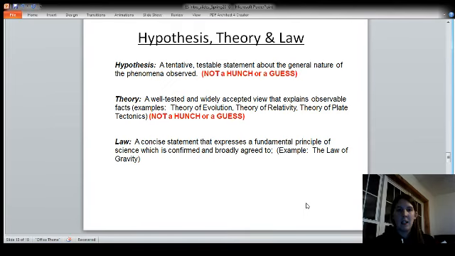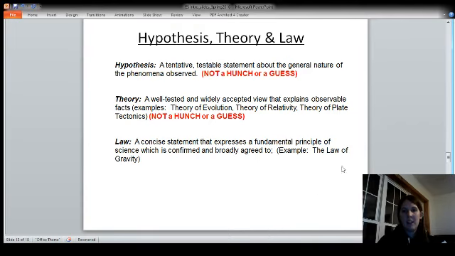A theory is a well-tested and widely accepted view that explains observable facts. For example, the theory of evolution, the theory of relativity, and the theory of plate tectonics. Again, these are not hunches or guesses. These are hypotheses that have undergone multiple experimentation and testing and have come to reasonable conclusions based on the observations and those experiments, and this is our best explanation to date on these.